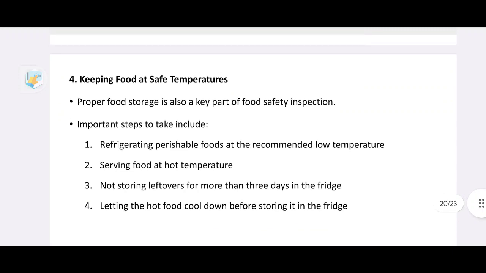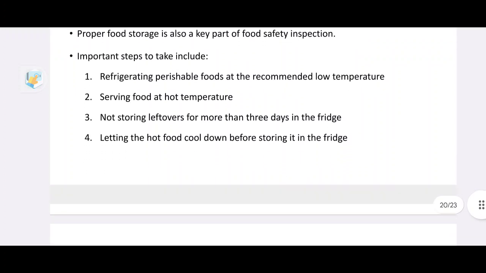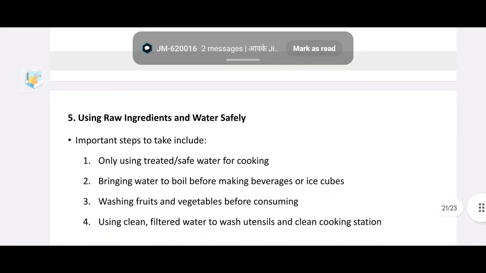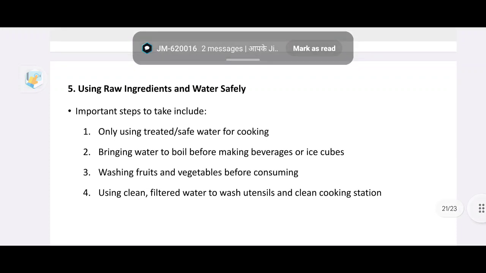Fourth one is keeping food at safe temperatures. Proper food storage is also a key part of food safety inspection. Important steps to take include refrigerating perishable foods at the recommended low temperature, serving food at hot temperature, not storing leftovers for more than 3 days in the fridge, and letting hot food cool down before storing it in the fridge.